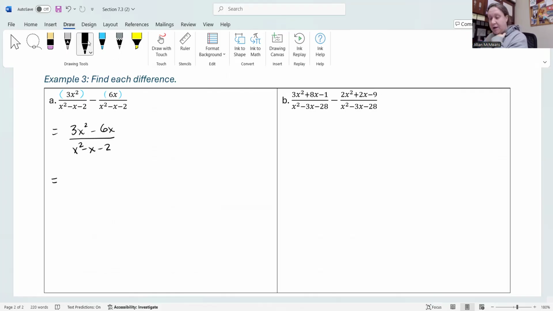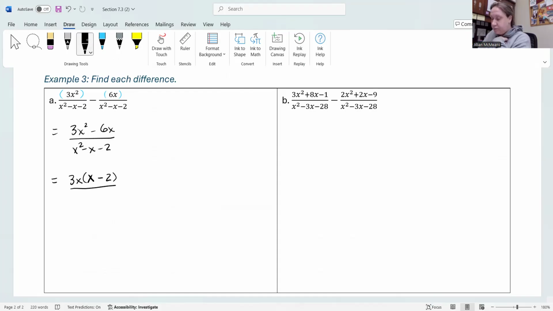So looking at my numerator, I definitely have a GCF, 3x squared and 6x have a 3x in common. So I want to write 3x times whatever my quotient is after I divide out the GCF. So 3x squared divided by 3x. Well, 3 divided by 3 is 1. X squared divided by x is x. So that just becomes 1x. And then negative 6x divided by 3x. Well, negative 6 divided by 3 is negative 2. And then x divided by itself is just 1. So we just get 3x times x minus 2.